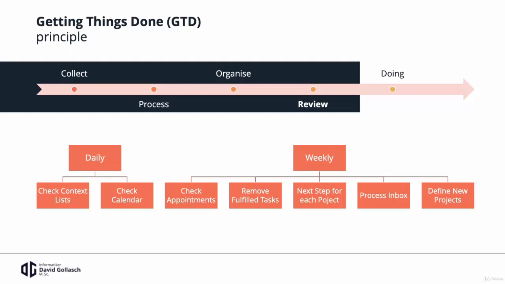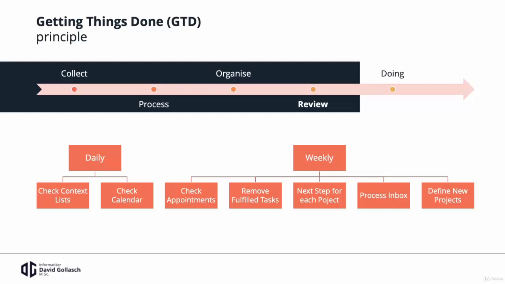You need to remove tasks that you fulfilled. Maybe you move them to an archive for later reference, but you remove them from the other lists: the action list, the project lists, the calendar, and also from your waiting for list. You ensure that each of your projects has exactly one next action or next step that you can put onto your next action list.